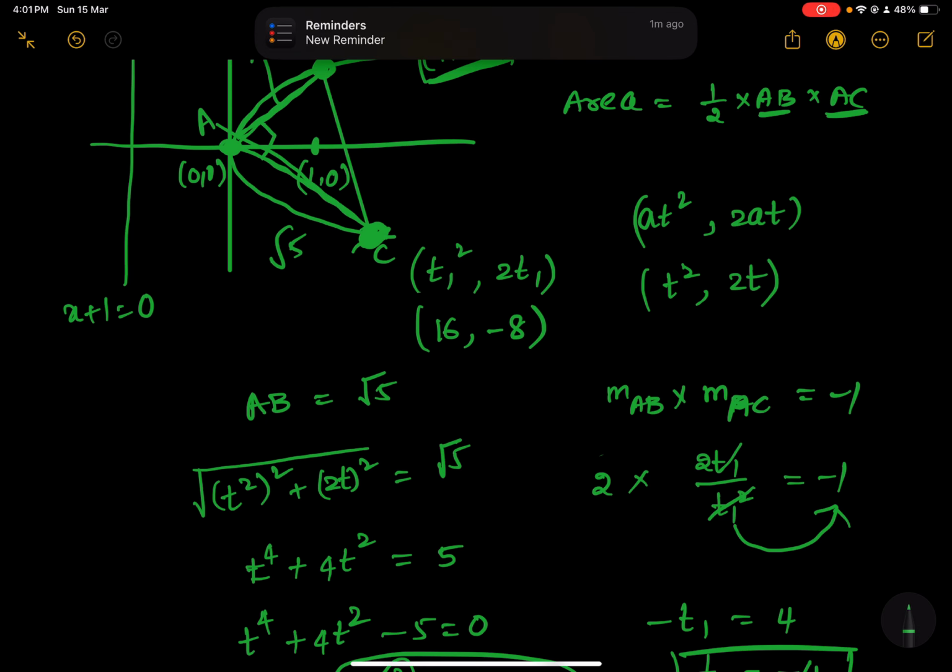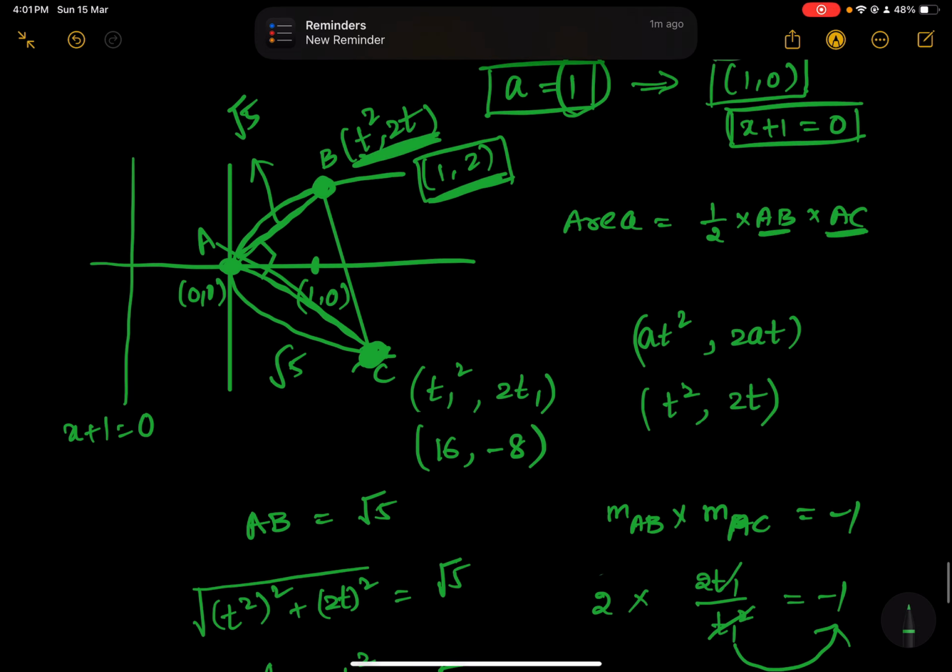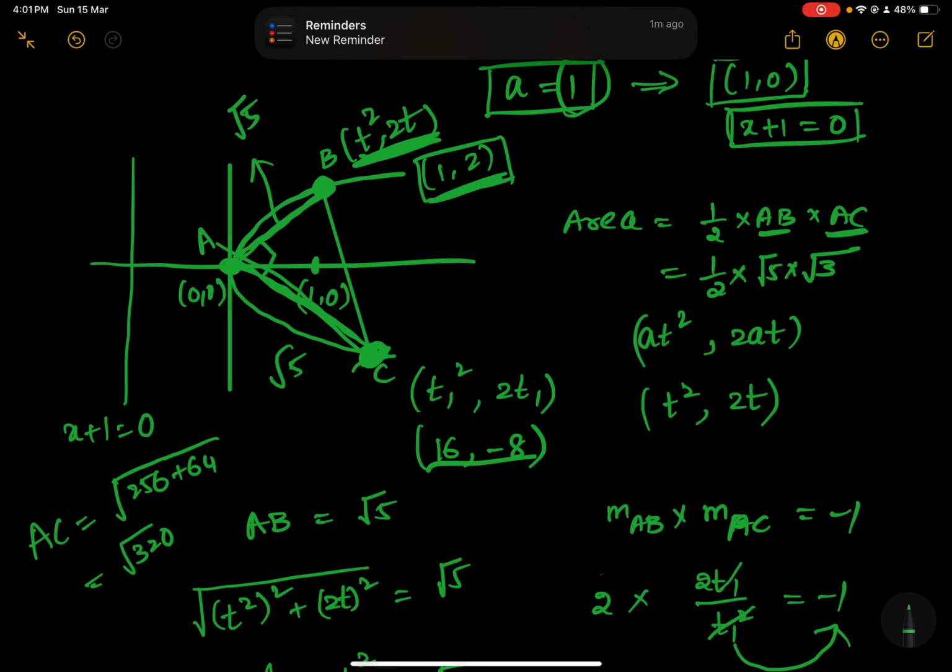Alright. So now we know this point and this point. This length AB is root 5. We can find out this length AC. AC is simply root of 16 square plus 8 square. 16 square is 256, 8 square is 64. That is simply root of 320. So therefore area is half into AB, which is root 5, and AC, which is root 320. If you solve this, you will get the answer as 20. So that is the area of your triangle.